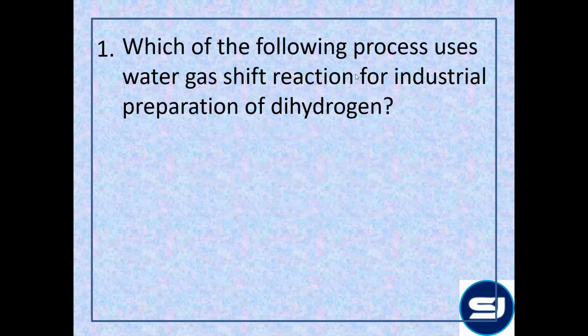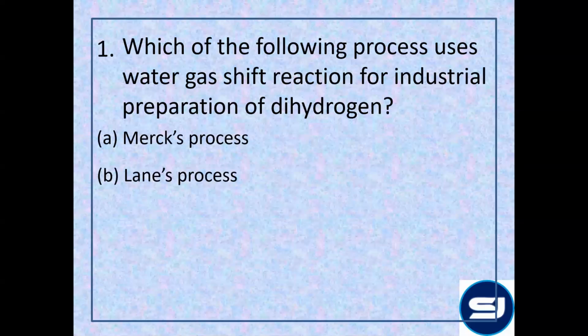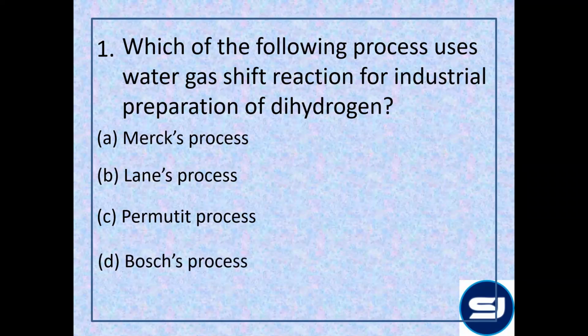Okay, starting with the first question. Which of the following process uses water gas shift reaction for industrial preparation of dihydrogen? Water gas shift reaction. Merck's process, Lane's process, permutit process, or Bosch process? The answer is Bosch process.